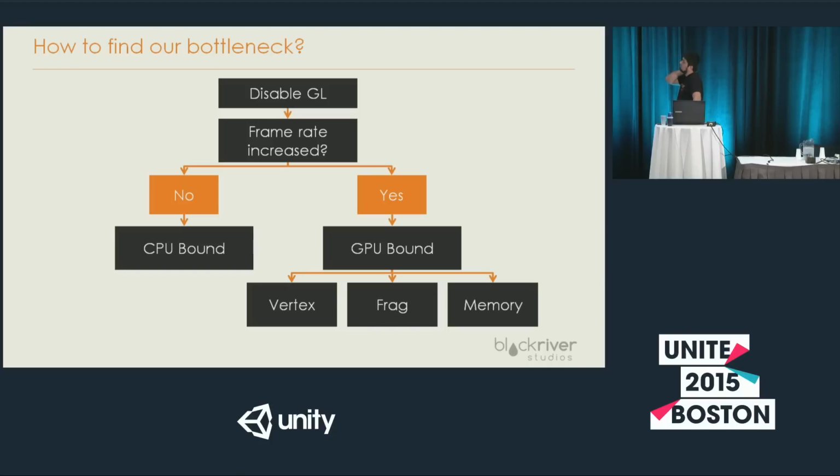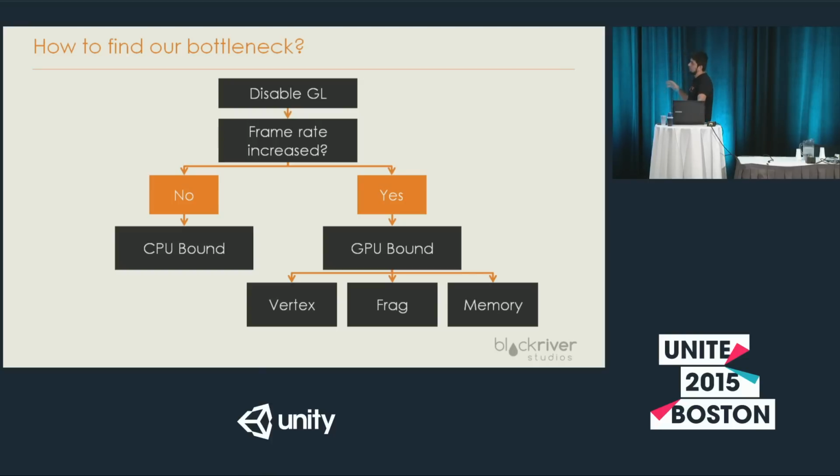Suppose I'm using the Adreno Profiler. It also comes with overrides. So I can go in Adreno Profiler and disable GL, which will disable all OpenGL calls. This is a simple flowchart. If I disable GL and the frame rate increases a lot, then I'm GPU bound. If the frame rate doesn't increase a lot, then I am CPU bound.